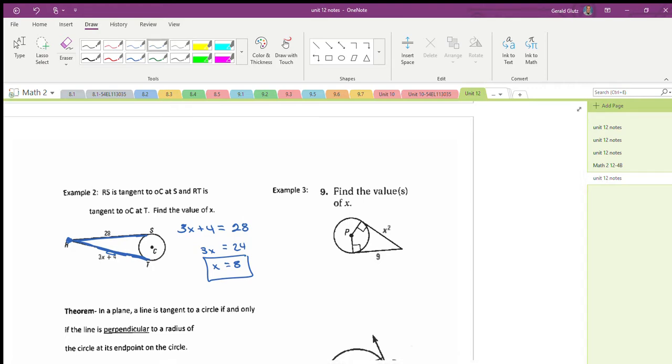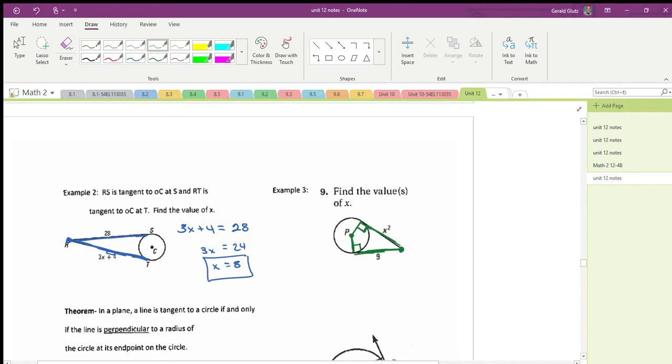Then example 3. Again, we have to find the value of x. So we got a point out here. These two lines are tangent. The reason I know they are tangent, since they don't tell me, is that we have 90-degree angles formed by a radius and the line. So that means that these have to be tangent.